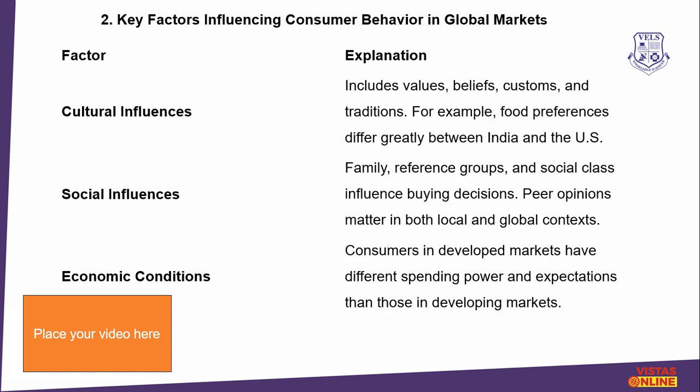Key factors influencing consumer behavior in global markets. Factors explanation. Cultural influences include values, beliefs, customs, and traditions. For example, food preferences differ greatly between India and the US. Social influences: family, reference groups, and social class influence buying decisions. Peer opinions matter in both local and global contexts.